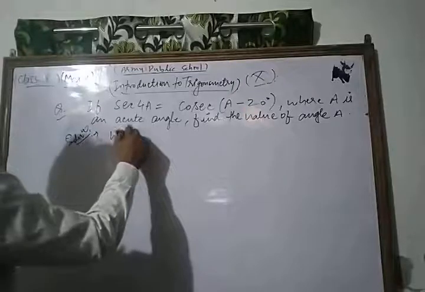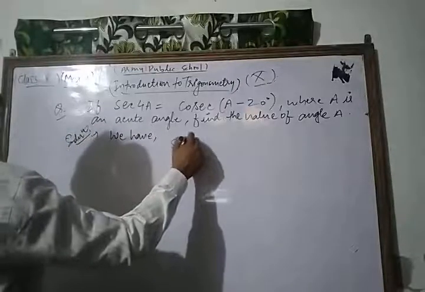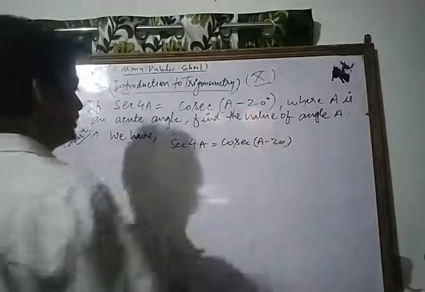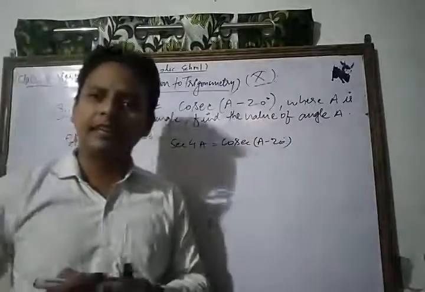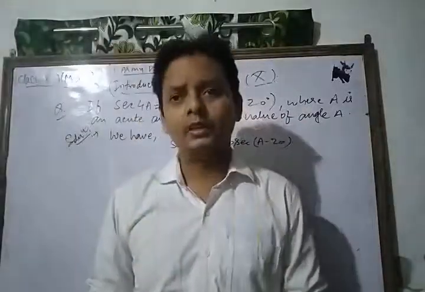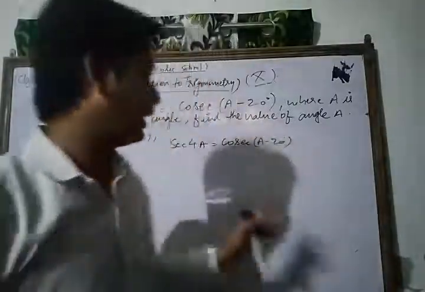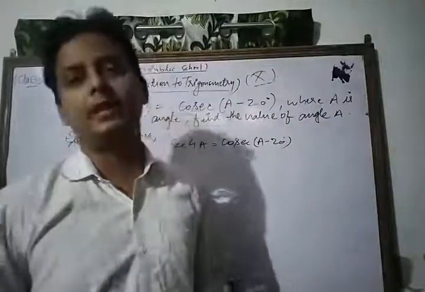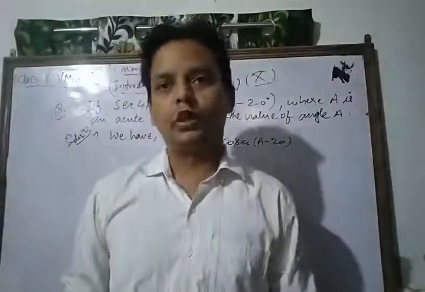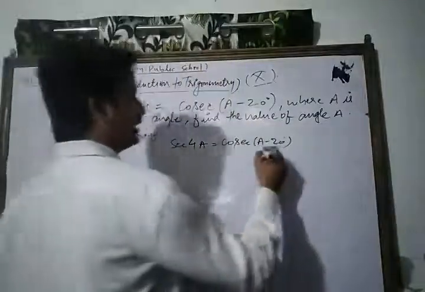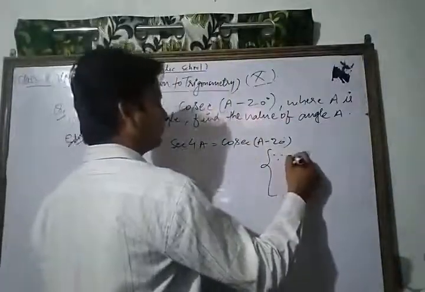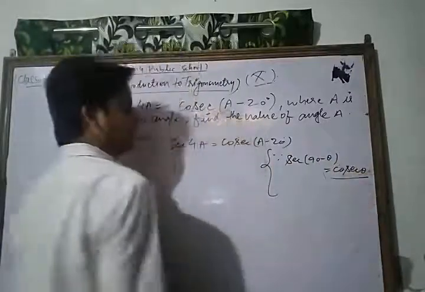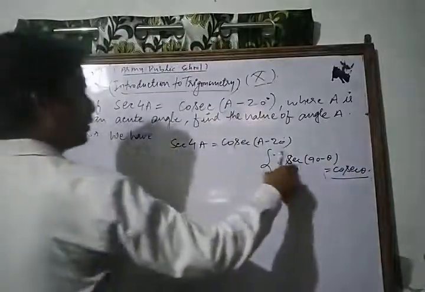First of all we have sec 4A is equal to cosec (A minus 20 degree), where angle A is an acute angle, and we find the value of angle A. So dear student, we know that sec (90 minus theta) is what? Cosec theta. You already know about that. So sec (90 minus theta) is equal to cosec theta.